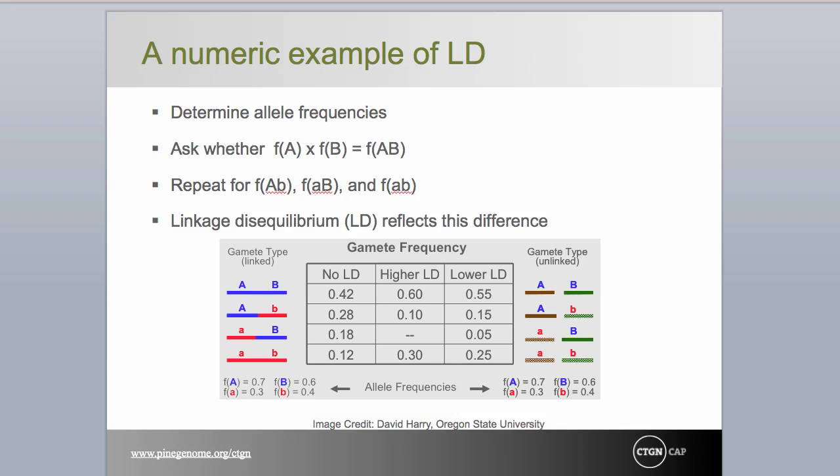It is important to keep in mind that LD measures only the difference between observed and predicted gamete frequencies. All three situations, as shown here, could arise with linked or unlinked genes, just as discussed on the previous slides. In this exercise, three hypothetical conditions exist that reflect no, low, or higher rates of LD.